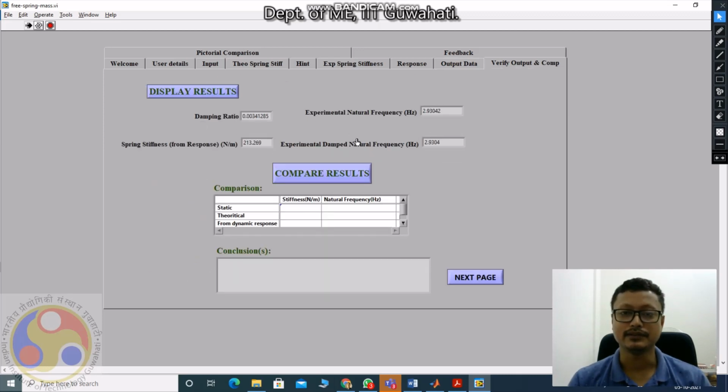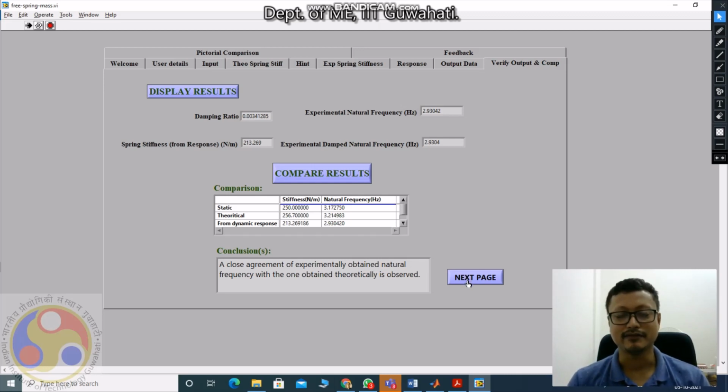These are the damping ratio, natural frequency, everything is coming. You can compare the result, theoretical and static and theoretical result, and from dynamic response these are the systems. So okay, this is the end of this experiment. That is very easy.